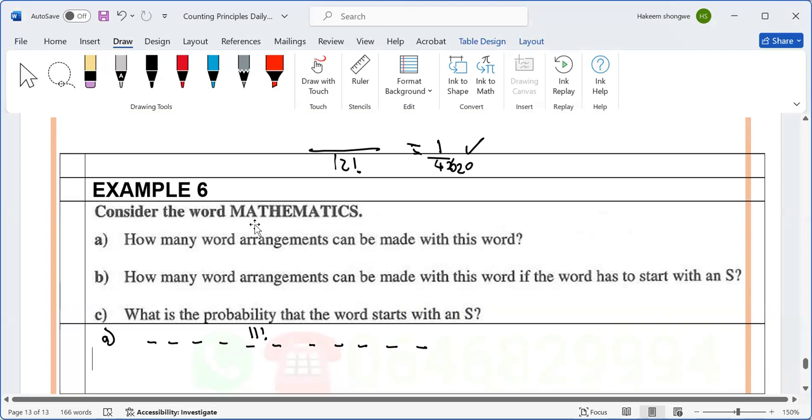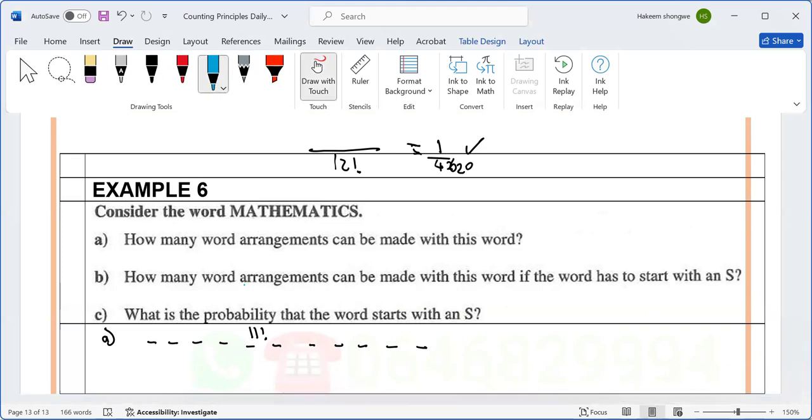Then from there onwards, we ask the following question: how many letters are identical? We have M. M is repeating itself 2 times. So there's M and then there's also M. Because there are 2 M's, we're going to say it's 2 factorial. So we're going to take them out. We are done with M.